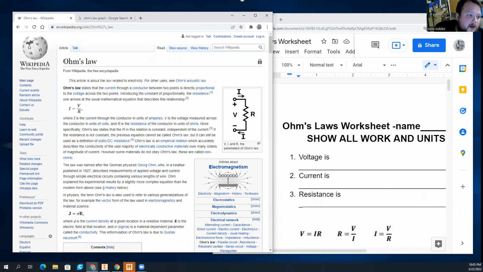But what I want to talk about here is this Ohm's law thing. We've talked about it in class a number of times. We've talked about amps, we've talked about voltage, we've talked about resistance. We haven't dived into the math and the relationship that exists there.